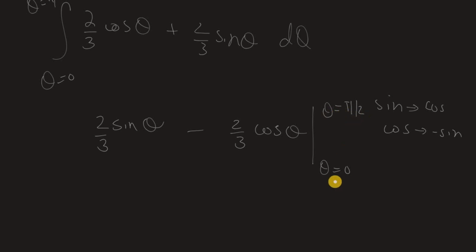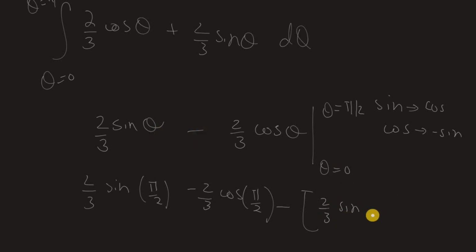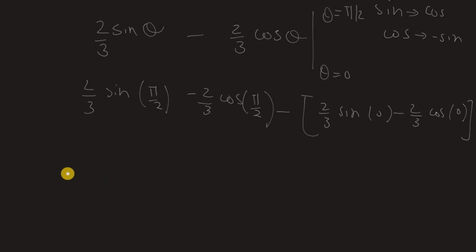So let's go ahead and plug in pi over 2 first. Sine of pi over 2 minus 2 over 3 cosine of pi over 2. Then you're going to plug in 0 inside, and minus 2 over 3 cosine of 0. Okay, so what do you get if you do that? This is going to give you a 1, this is going to give you a 0, and this is going to give you a 0, and this is going to give you a 1.